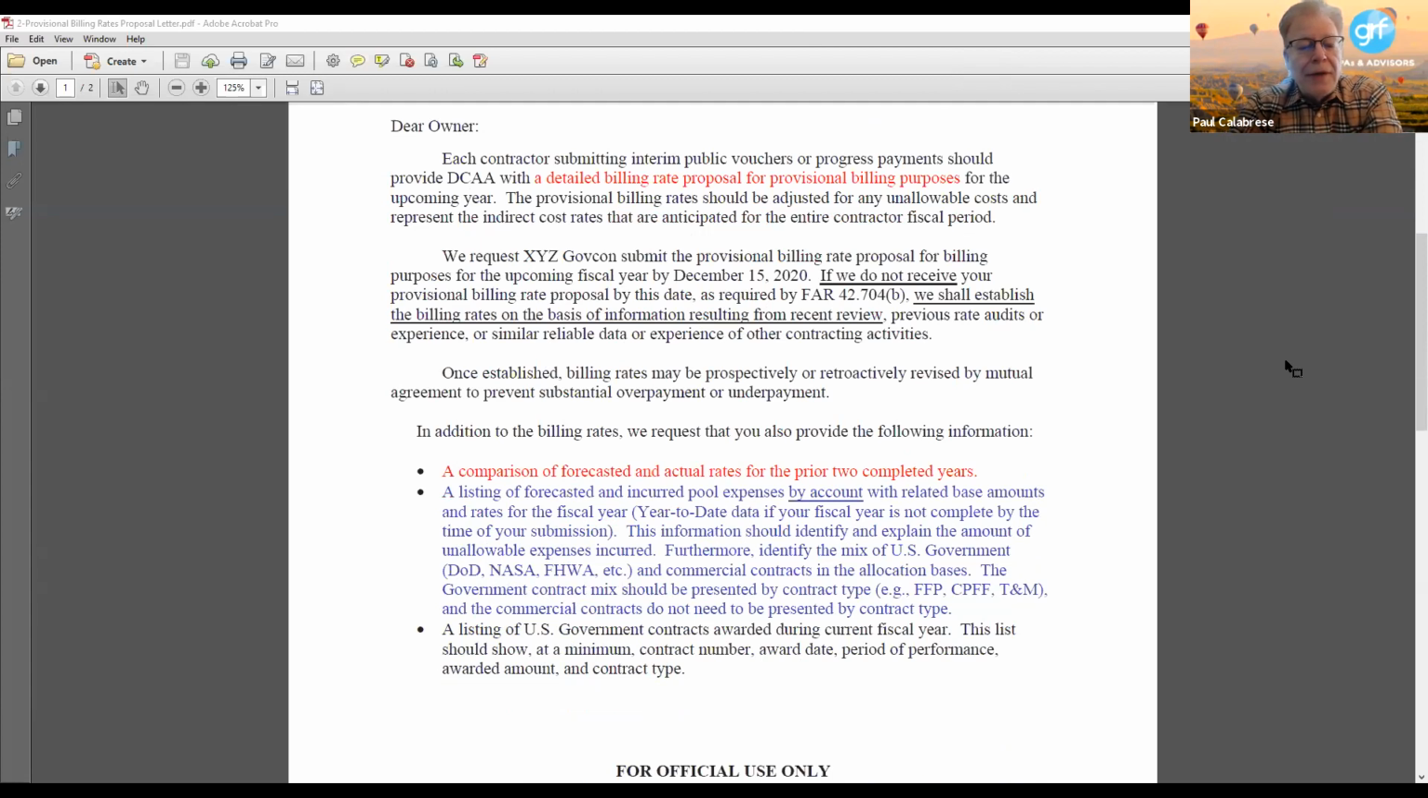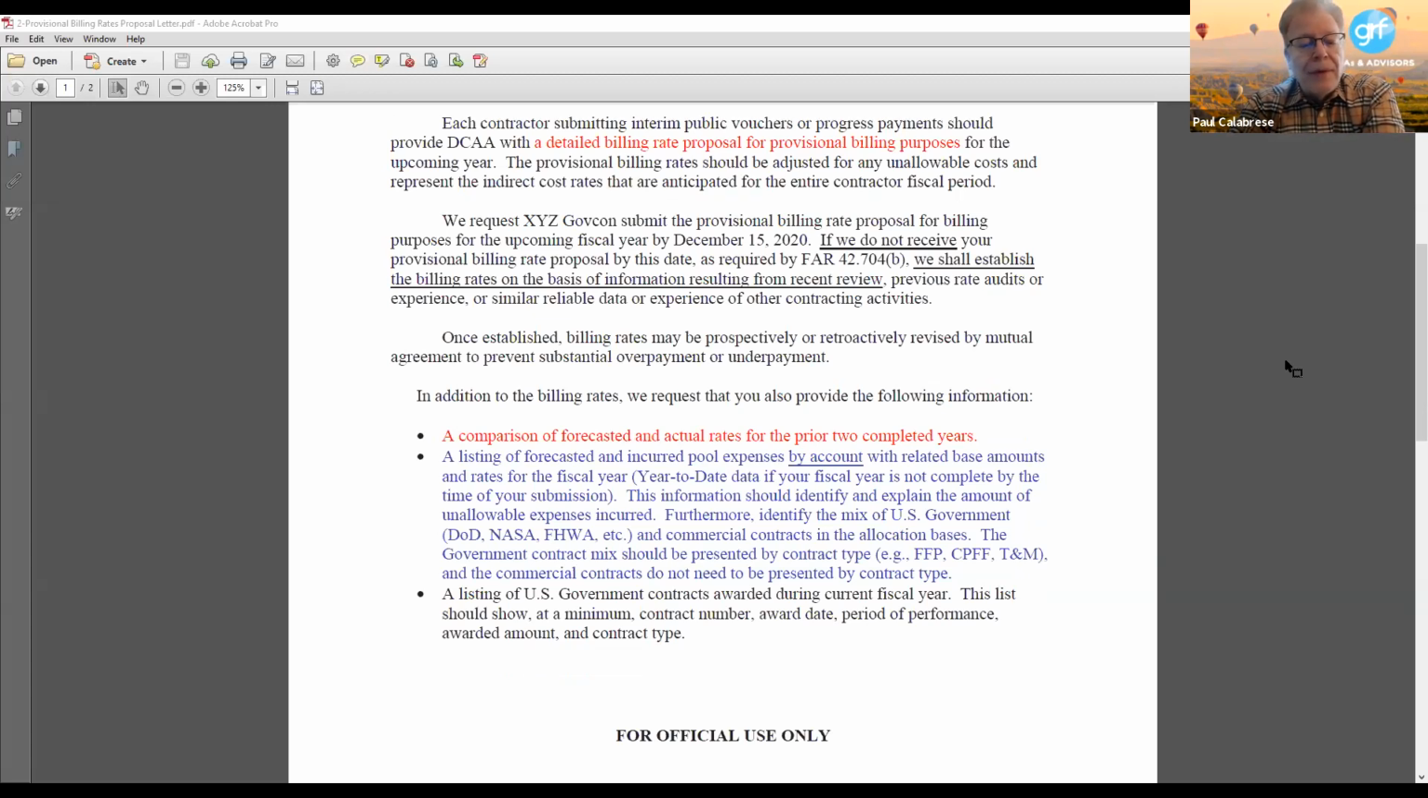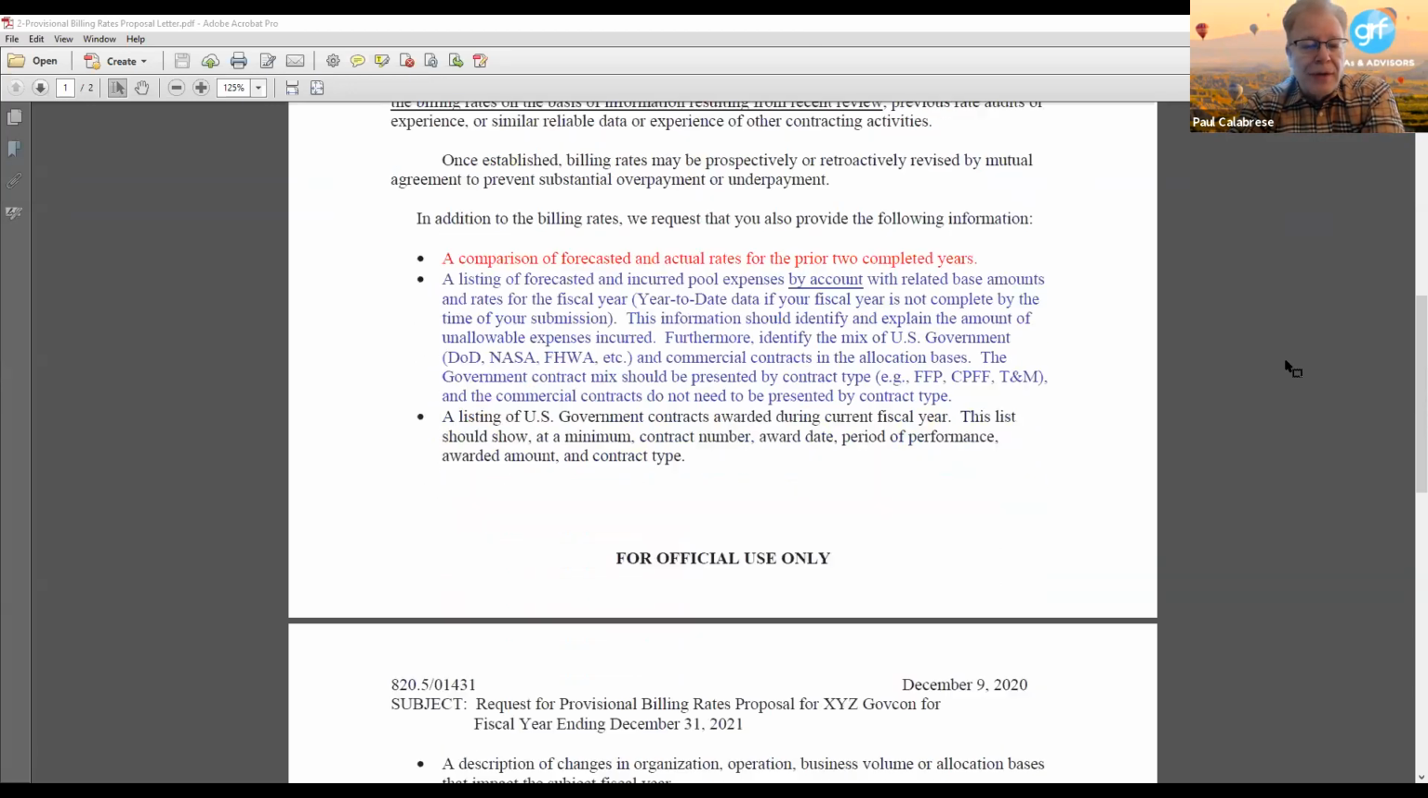But if you notice, I highlighted in red a font comparison. They'll want to see a comparison of your forecasted and actual rates for the prior 2 years, so they can see where your rates are going and coming. And then in the blue, they say a listing of forecasted incurred pool expenses by account. So this is where you're going to have a projection for the year. And if you have an annual budget and you go down to the GL account level, it can be very helpful. Okay, if we can move to the second page and center it.